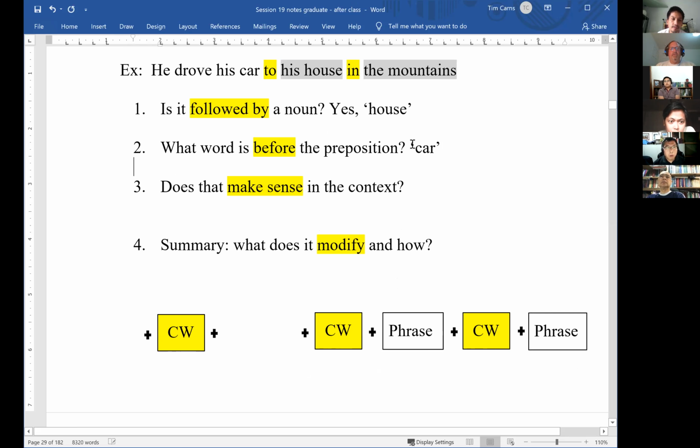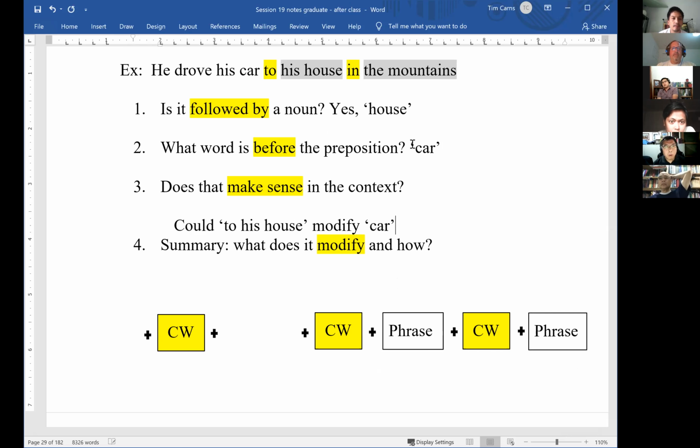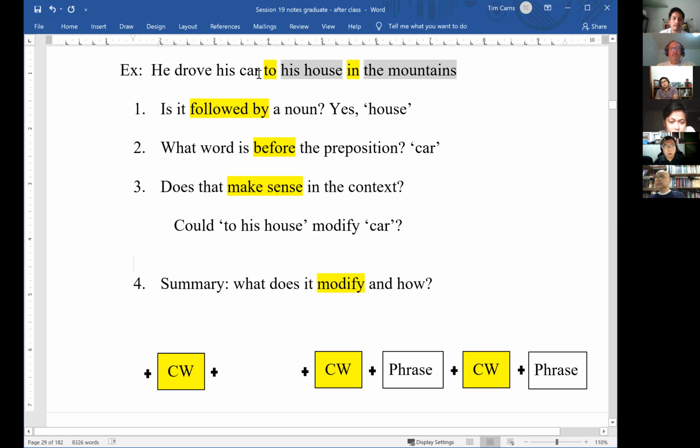Now we ask the question, does it make sense? Could to his house modify car? That's sort of like that sentence we were wrestling with a minute ago. Yes, Pastor, because it tells us that the person drove the car to his house. It gives us the location. Right. So if it's a location, it's answering the question where, right? So is it going to modify a verb or a noun?